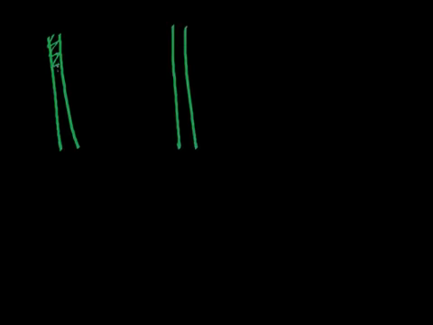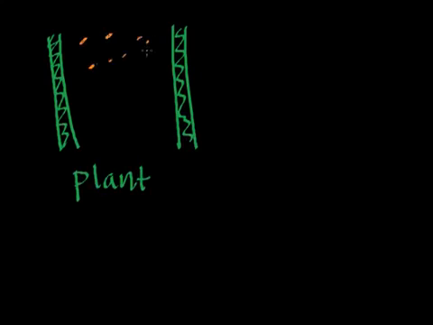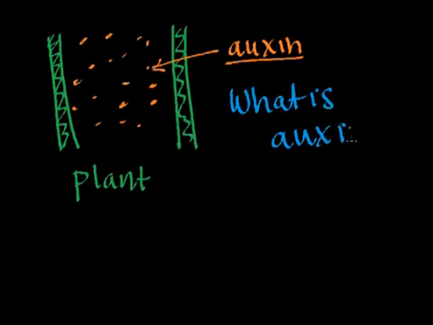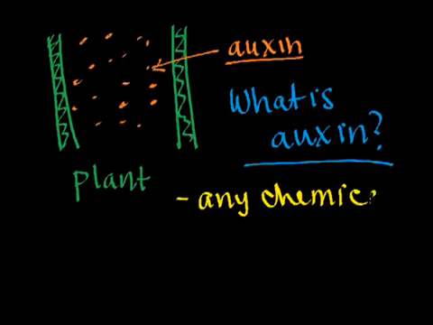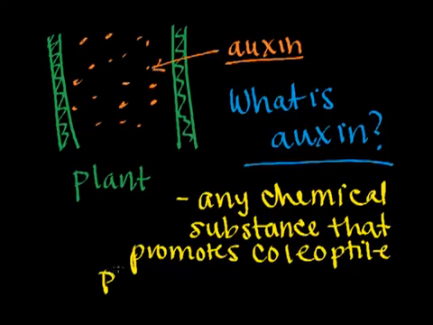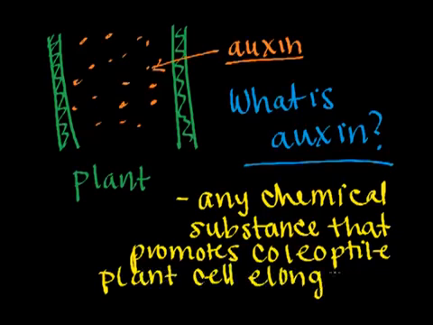So here I'm drawing the plant's outer cells, and we call these cells the coleoptile cells, and here are the auxin. So what exactly is auxin? Well, auxin is the group of any chemical substance that promotes coleoptile, that's right, plant cell elongation.